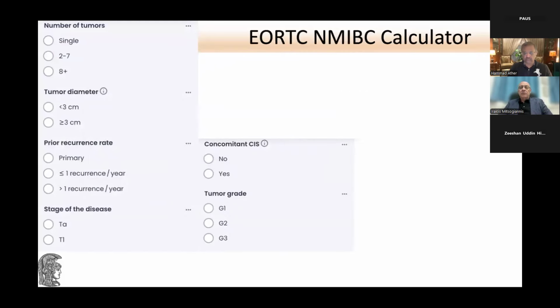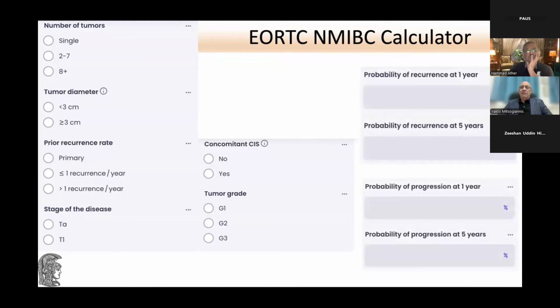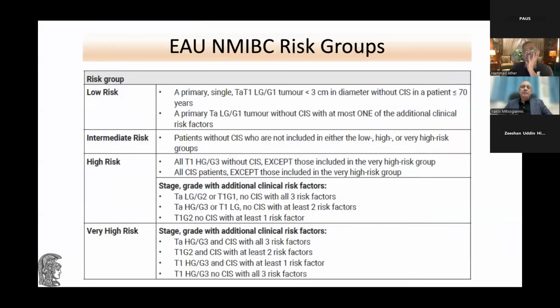I'm not going through in details on all of these calculators and things like that, but I just want to mention that there are plenty of diagnostic tools, if I may say, on the internet, like the EORTC calculator, to assess the probability of recurrence or progression at 1 or 5 years.